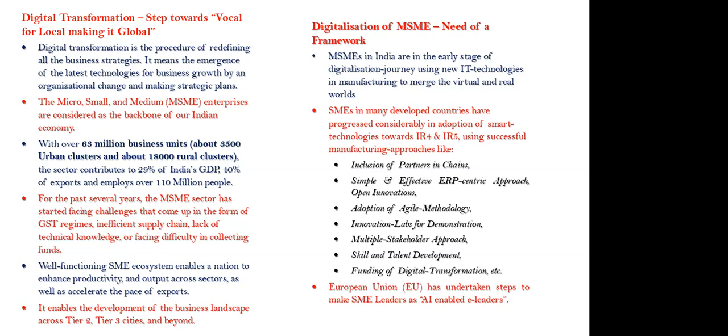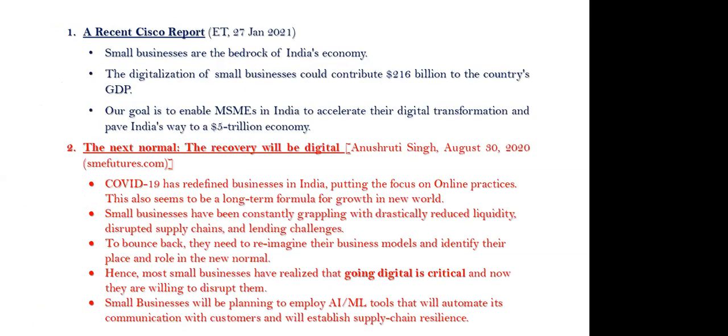What is needed is a framework. In various developed countries, they are adopting smarter technologies towards Industrial Revolution 4 and Industrial Revolution 5, using successful manufacturing approaches like inclusion of partners in chains, simple and effective ERP-centric approach, open innovations, adoption of agile methodology, innovation labs for demonstration, multiple stakeholder approach, skill and talent development, and funding of digital transformation. The European Union has taken steps to make SME leaders the artificial intelligence enabled e-leaders.